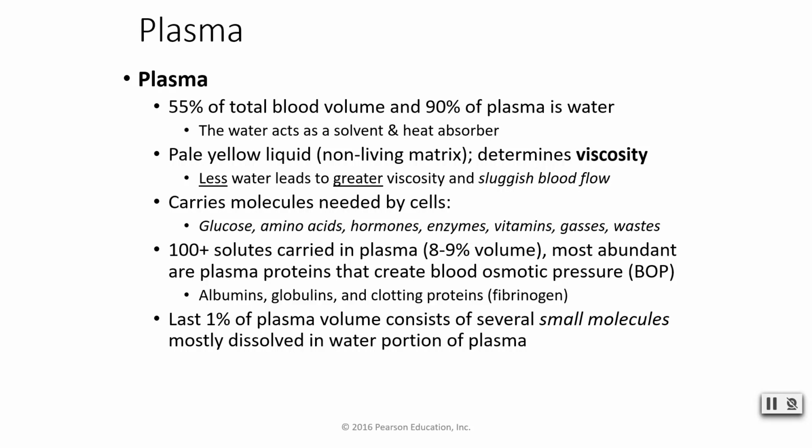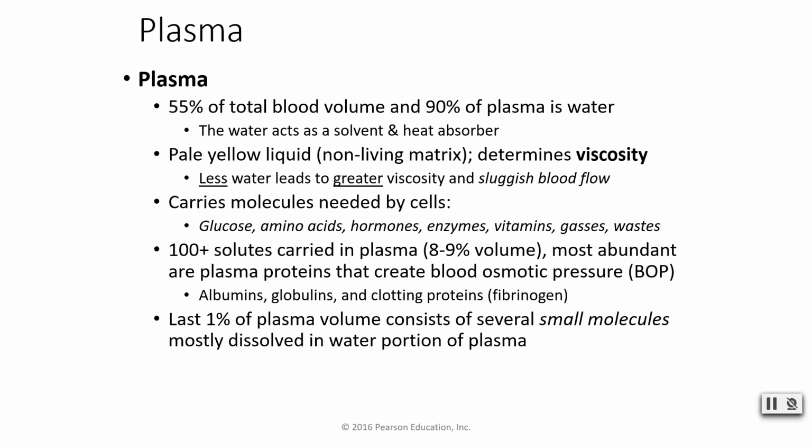Now, all of those nice dissolved solutes in the plasma are useful, but we do have some other things that flow through your plasma that aren't necessarily dissolved. We've got glucose, amino acids, hormones, enzymes, vitamins, gases, wastes. 100 or more solutes are carried through the plasma. Okay, those solutes are where up to 9% of that plasma volume comes from.